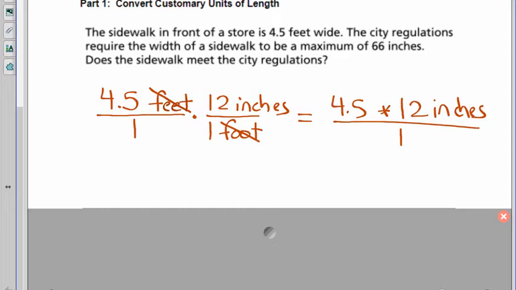So now I've got to do my 4 5/10 times 12. And if I do that multiplying, I get 54 inches. And so the sidewalk is no larger than 66 inches, so it's good to go. It does meet regulation.